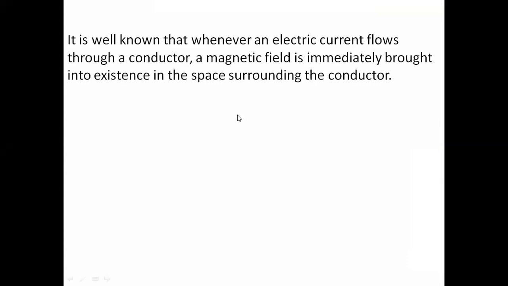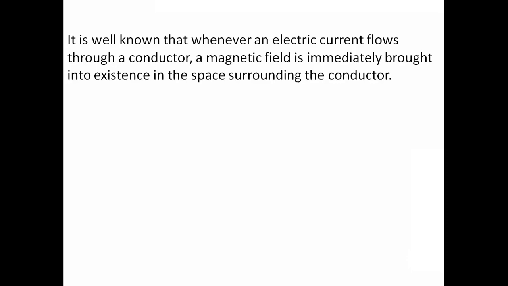So the next one. Here we have: whenever an electric current flows through a conductor, a magnetic field is immediately brought into existence in the space surrounding the conductor. Suppose you take a conductor or wire. When a current is flowing through this conductor, due to that, the magnetic flux will be generated around that coil.